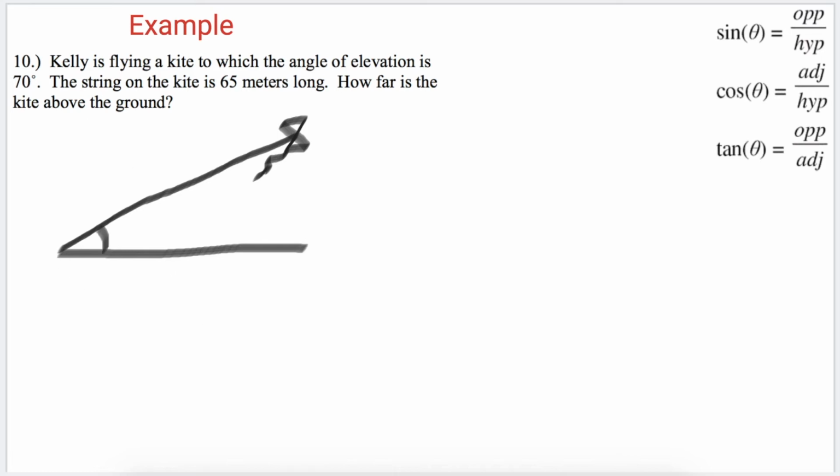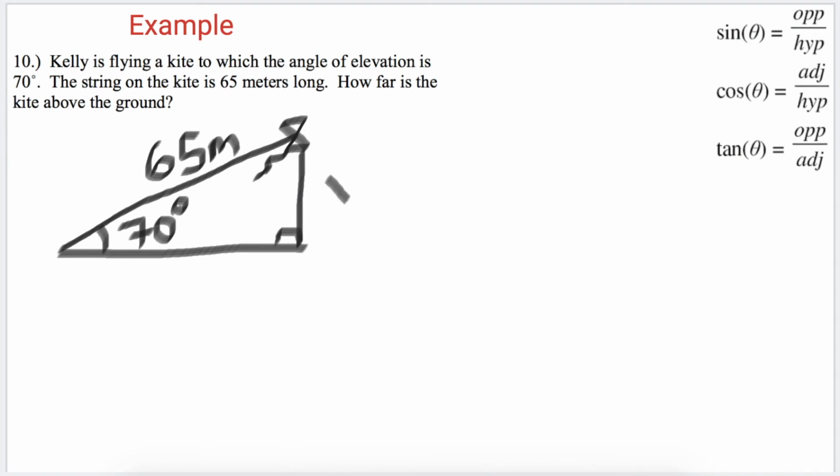The third thing I'm going to do is indicate the angle that we're given here, 70 degrees, the angle of elevation. And then the other thing I'm going to do is to show the distance of that string. It's 65 meters long. Finally, the question asks, how far is the kite above the ground? So I'm going to draw a vertical line here that indicates that this is going to be 90 degrees.